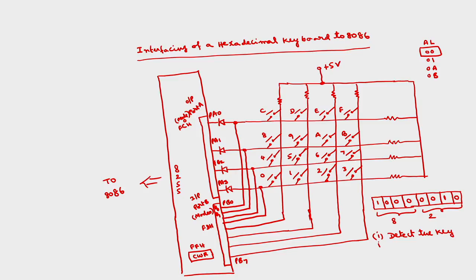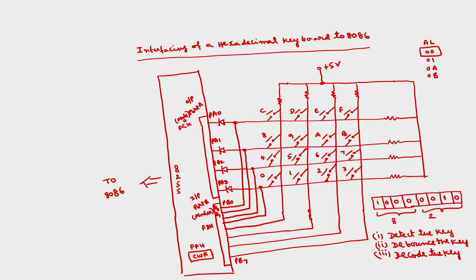Then second one is debounce the key. Third one is decode the key. So I will explain these operations with the help of a flow chart. Then I will convert the flow chart into an assembly language program.